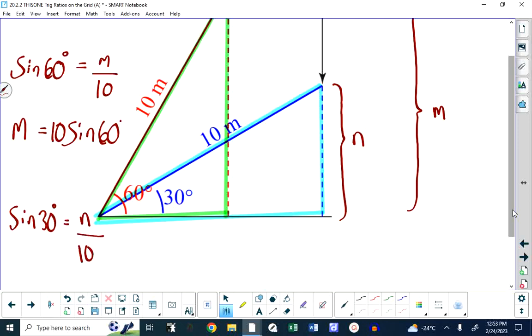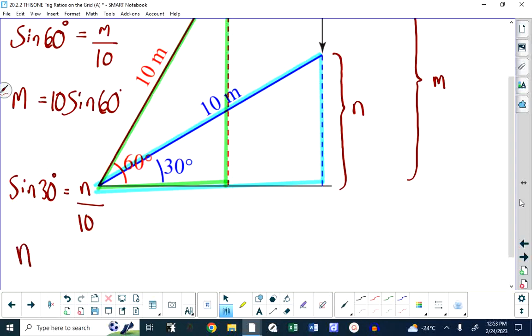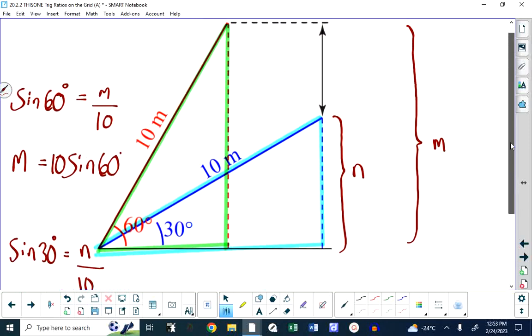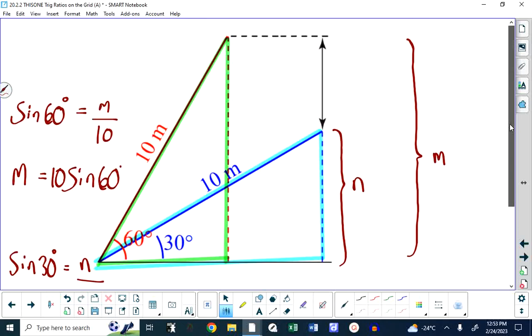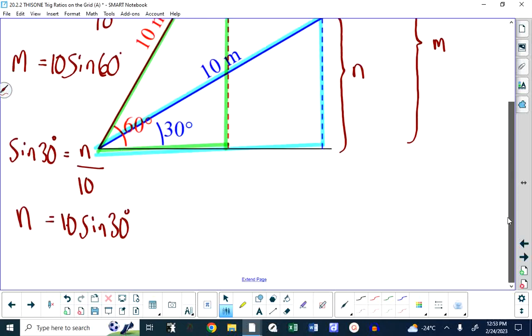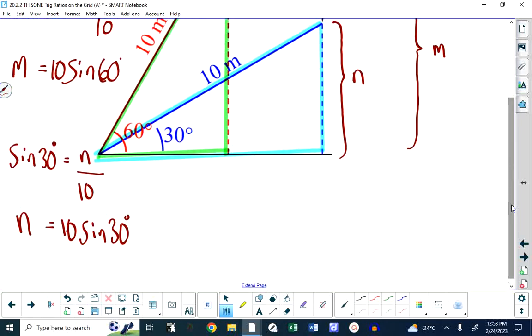And that means that n is 10 sine 30 when I cross multiply. Good? So I think it's pretty obvious here that that vertical displacement is the difference between those two things. I could simplify each of them first, but what I'm going to do instead is just write that the vertical displacement d is the bigger number, which is 10 sine 60, minus the smaller, which is 10 sine 30.